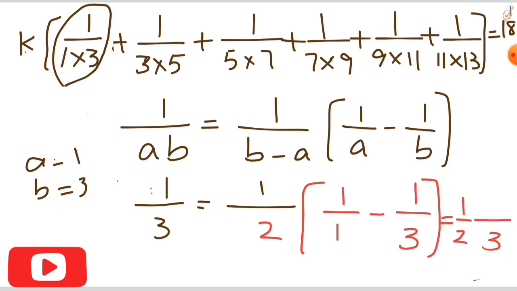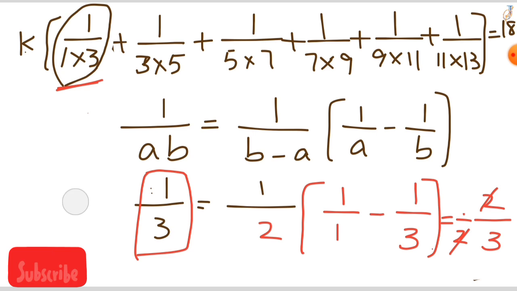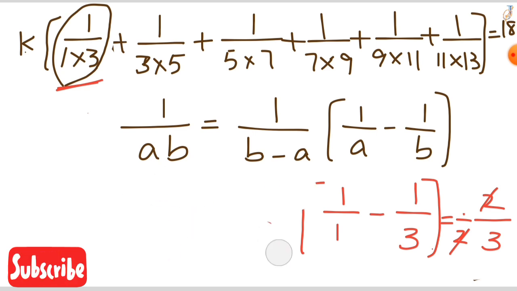If you take the LCM here, the numerator will be 3 minus 1, which is 2 only. So these 2 and these 2 get cancelled. So you are left with only 1 over 3. It is the same as our pattern. So that's why we can use this powerful formula here.